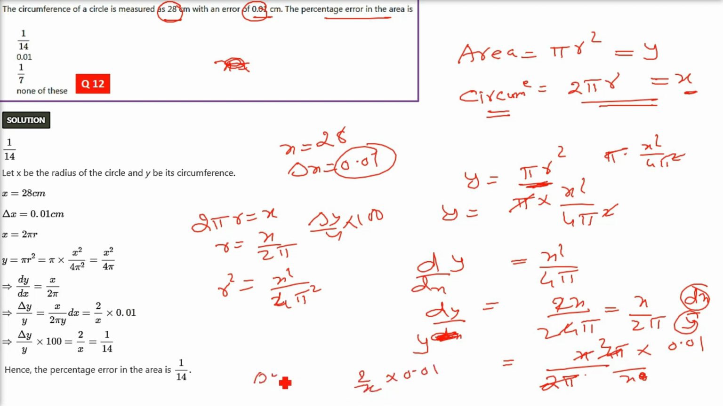So you have delta y by y, and when you multiply it by 100, it's going to be multiplied by 100. What is x? It is 28. So you have 2 by 28, and the other things get cancelled. You have 1 by 14. So the percentage error in the area is nothing but 1 by 14 that you are going to choose, which is the first option in this case.